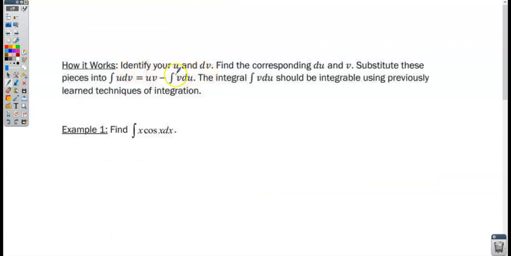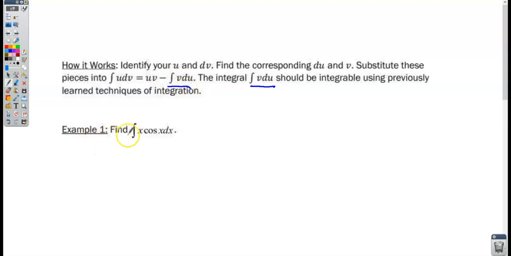We're going to identify our u and our dv. We're going to find the corresponding du and v. We're going to substitute these pieces into our basic template. And then this integral right here should be something that we can integrate using some previously learned technique of integration: substitution, basic straight antiderivatives, etc. But in simple integration by parts, we should end up with a result like this.